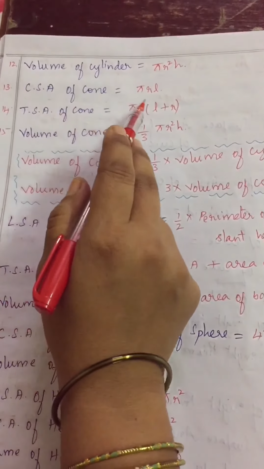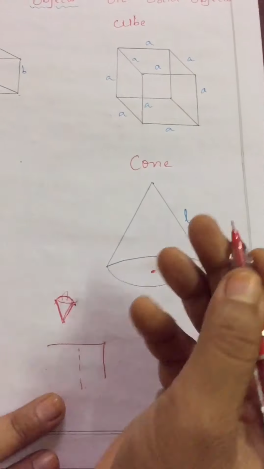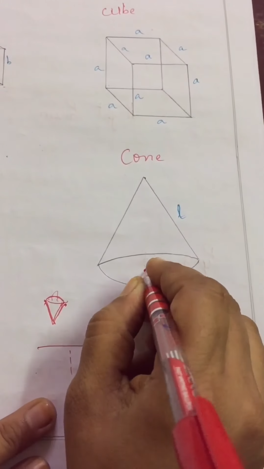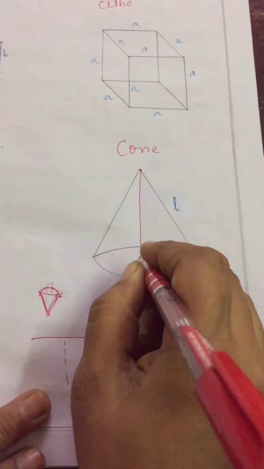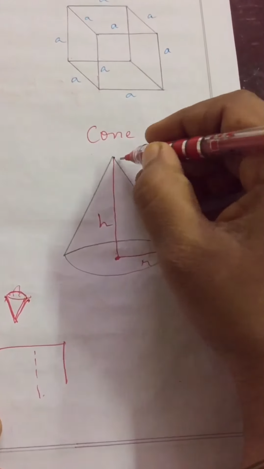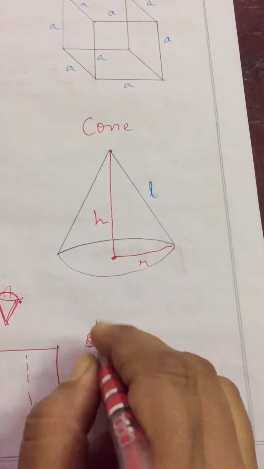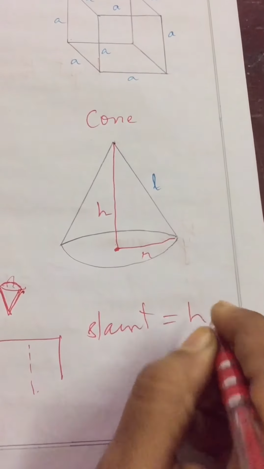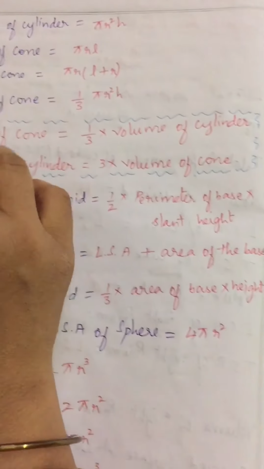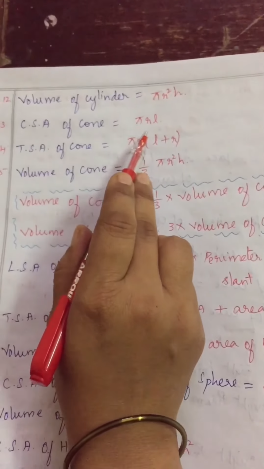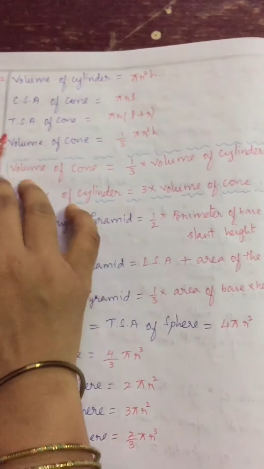Curved surface area of cone is pi r l. See children, this is the cone. This is the center of the circular part. Down part of the cone also is a circle only. This center to this end is nothing but radius. This center to this vertex is nothing but height of the cone. And this cross line, are you observing, like hypotenuse? That is nothing but slant height, which we denoted by l. Are you getting my point? So that only we are using in that. Curved surface area of cone is pi r l, where r is radius of the circle of the cone and l is slant height of the cone.